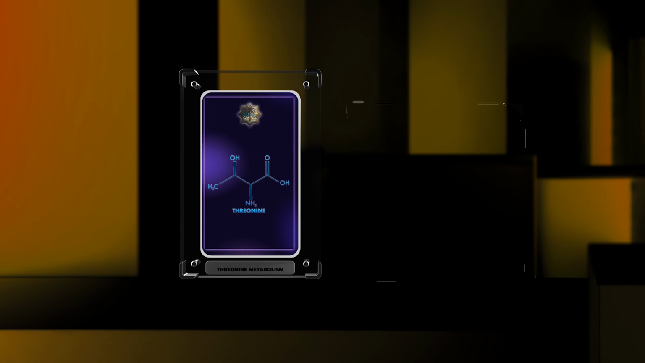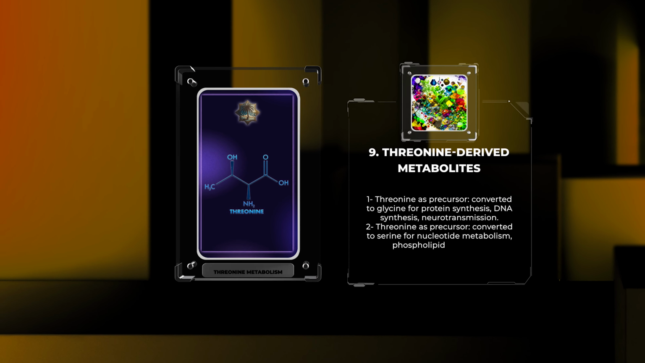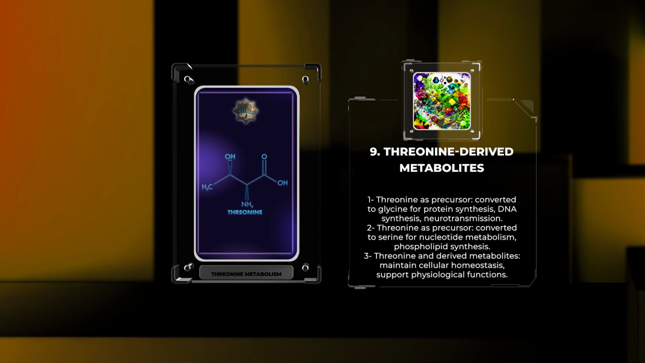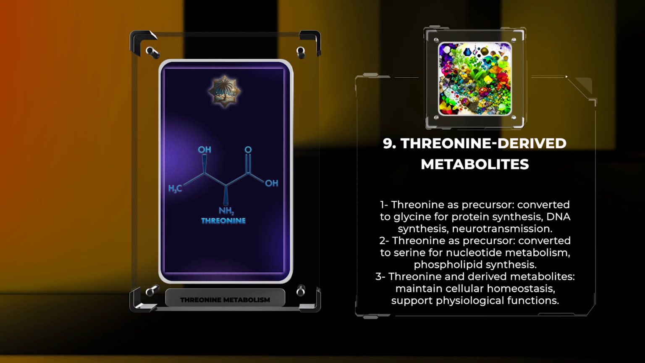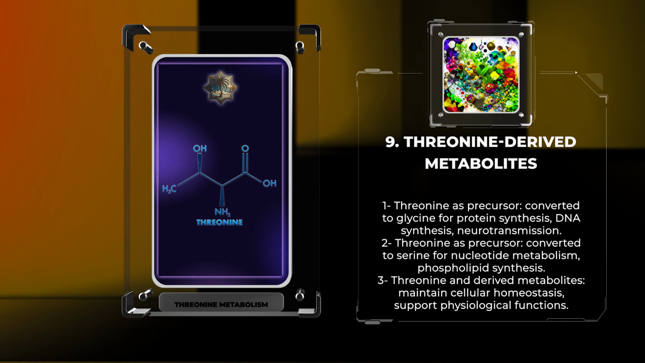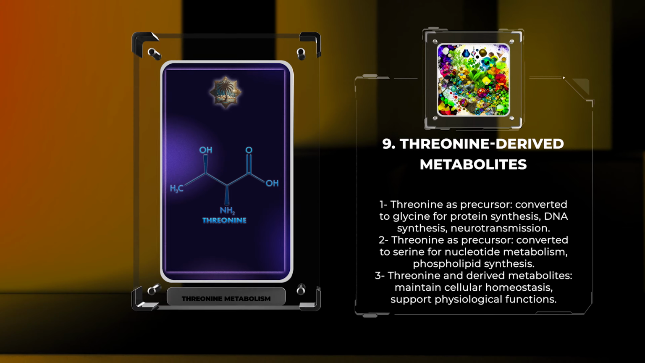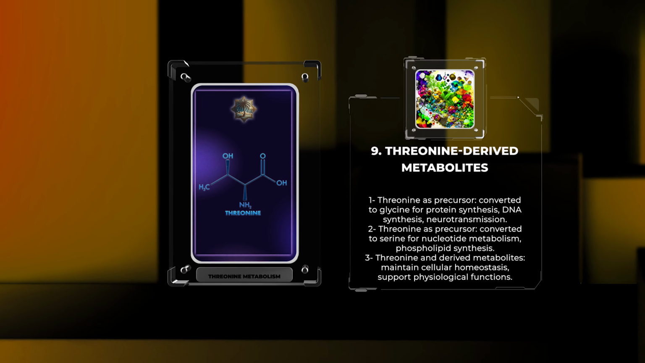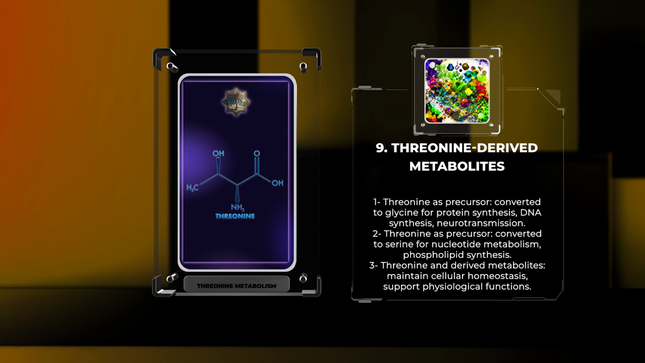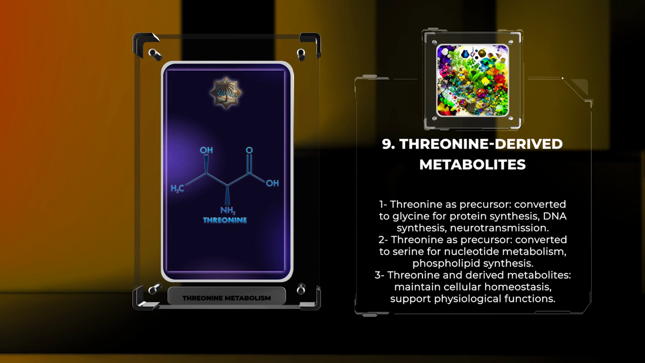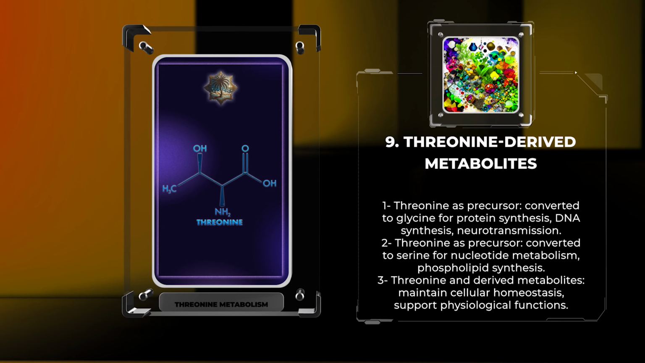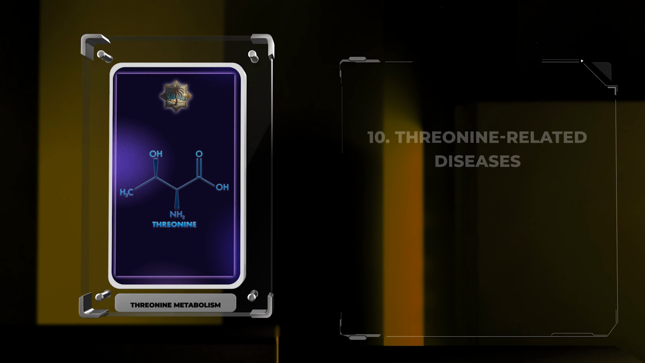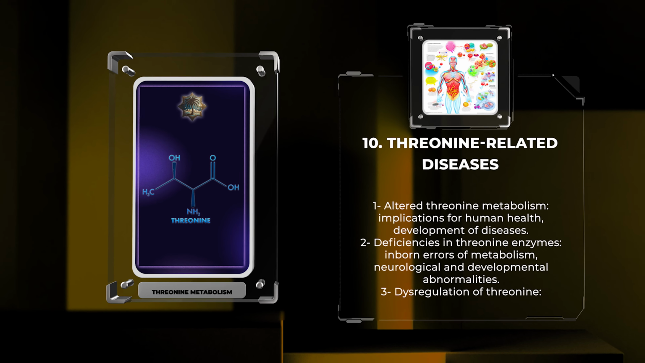Threonine serves as a precursor for several important metabolites in the body. For instance, threonine is converted into glycine, which participates in protein synthesis, DNA synthesis, and neurotransmission. Additionally, threonine is a precursor for the synthesis of serine, an amino acid involved in nucleotide metabolism and phospholipid synthesis. The interplay between threonine and its derived metabolites plays a critical role in maintaining cellular homeostasis and supporting vital physiological functions.